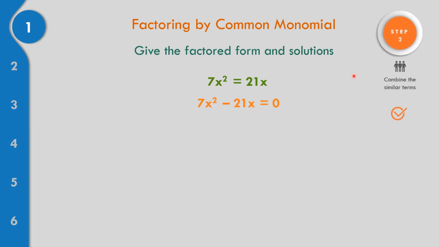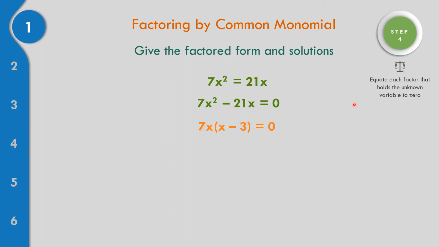Step 2, combine the similar terms. As you can see, no need to combine, because we have 1x squared and then x. Step 3, factor the left side of the equation. So let us factor the 7 and then negative 21. The factor of 7 and negative 21 is 7, while for x squared and x, that is x. So 7x squared divided by 7x is equal to x. Copy negative 21x divided by 7x, that is equal to 3. So the factor is 7x times x minus 3.